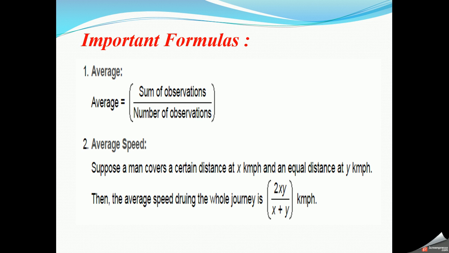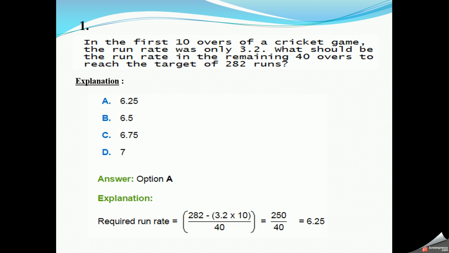Learn these formulas. Average equals sum of observations upon number of observations. Another formula: average speed equals 2xy upon x plus y. Suppose a man covers a distance at x km per hour and an equal distance at y km per hour. The average speed during the whole journey is 2xy upon x plus y. Try to learn that formula, because when solving averages problems, these types of formulas are used most of the time.